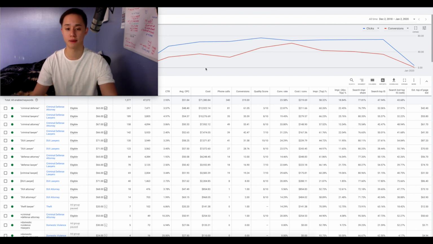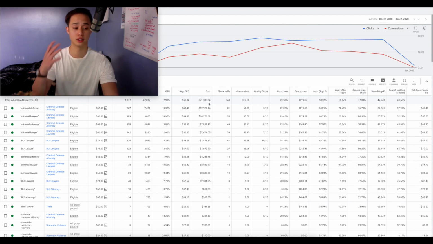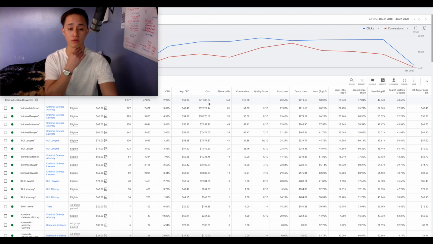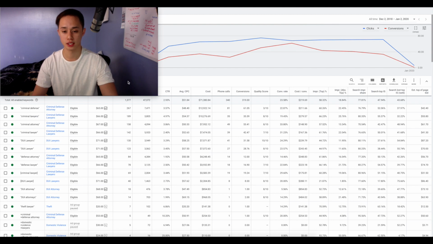So here is one of my clients' accounts. As you can see here, he invested a total of $71,380.84 on his Google ad account. So we do have a lot of good data here that I can share with you, and hopefully this is helpful to you if you are running some type of Google ads for your client, local business, whatever you're running your Google ads for.